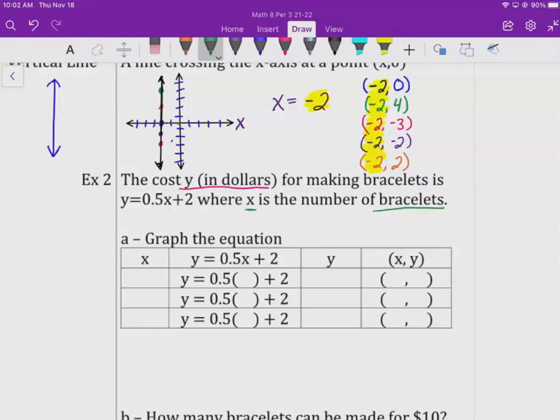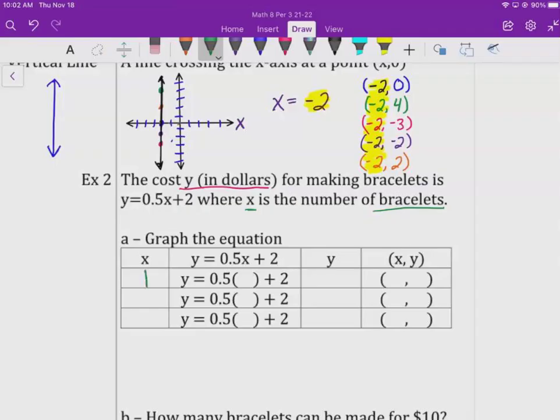So I need to have 3 different values for our X's. Before, I gave them to you. This time I'm going to pick them, but I'm not going to just give them to you outright. So here's what's going on. If X is the number of bracelets, can I have any negative values? No, because that wouldn't make any sense. You can't make a negative number of bracelets. We're not going to use 0 because 0 would mean you're not making any money. So we're just going to start at 1 and see where things go.